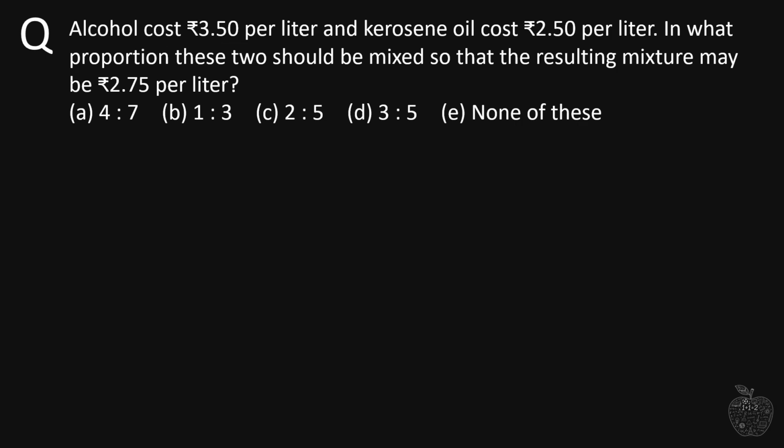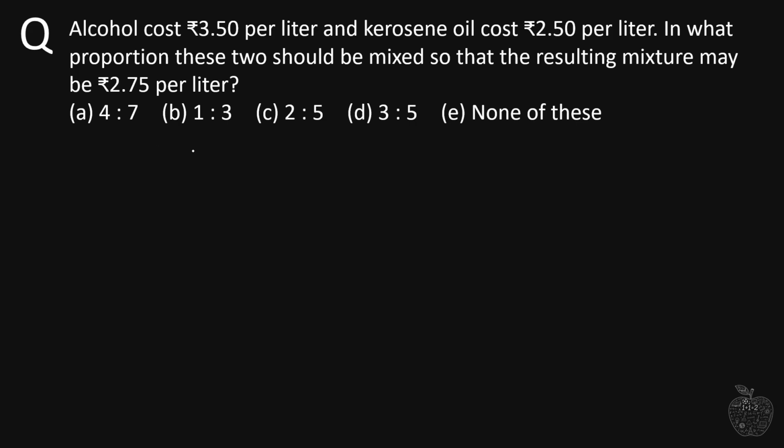Alcohol costs 3.5 per liter and kerosene oil costs 2.5 per liter. In what proportion should these two be mixed so that the resultant mixture costs 2.75 per liter? Now there are two ways to solve this question. One is the normal way, and then there is an alligation trick. So first let's solve with the normal way.